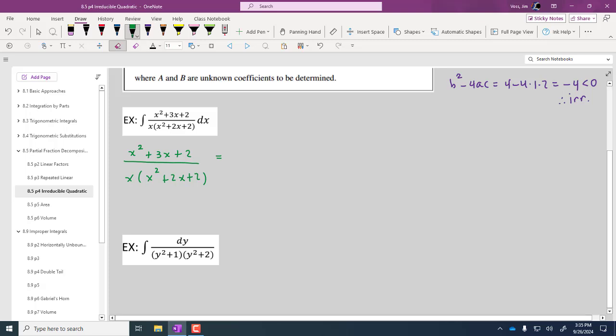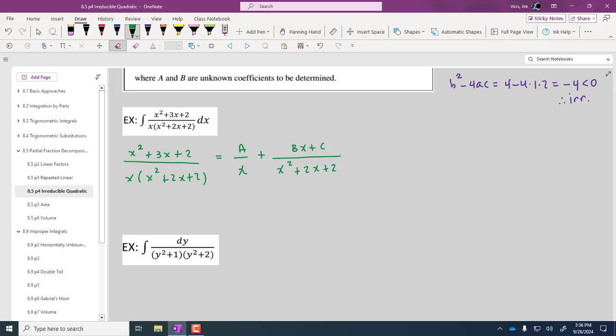All right, so they told us it was irreducible here anyway, but we are going to create a PFD that looks like this. The linear factor gets a constant numerator, and then the irreducible quadratic factor gets a linear numerator. So it's going to look like this. And obviously for an irreducible quadratic, there's no convenient value.